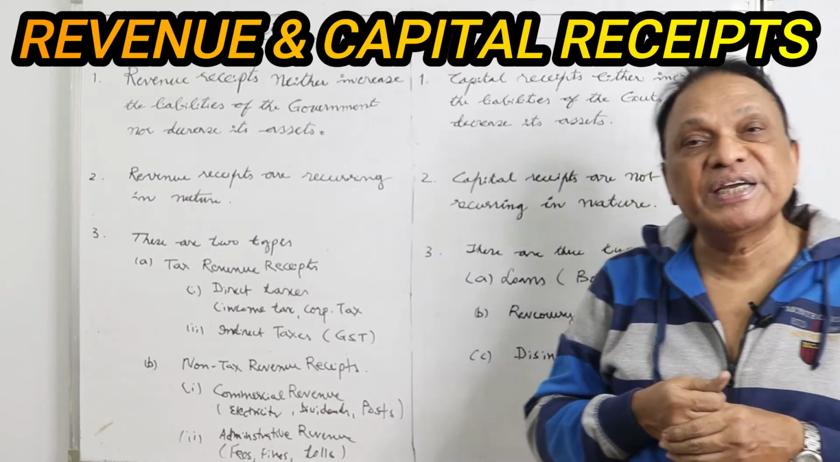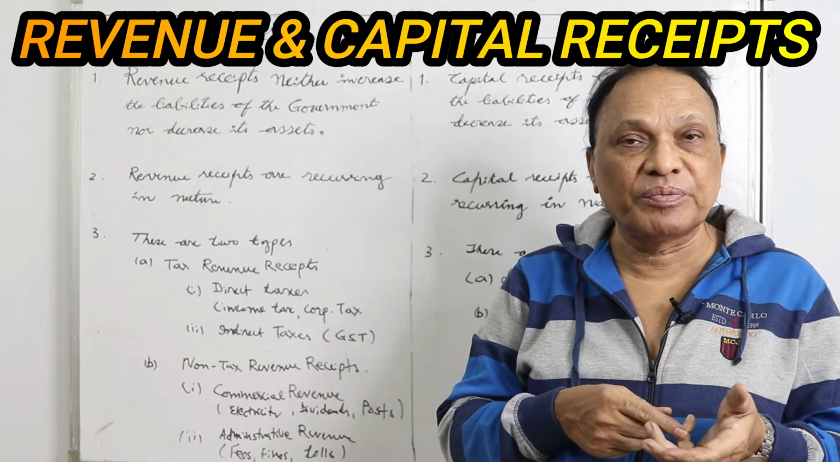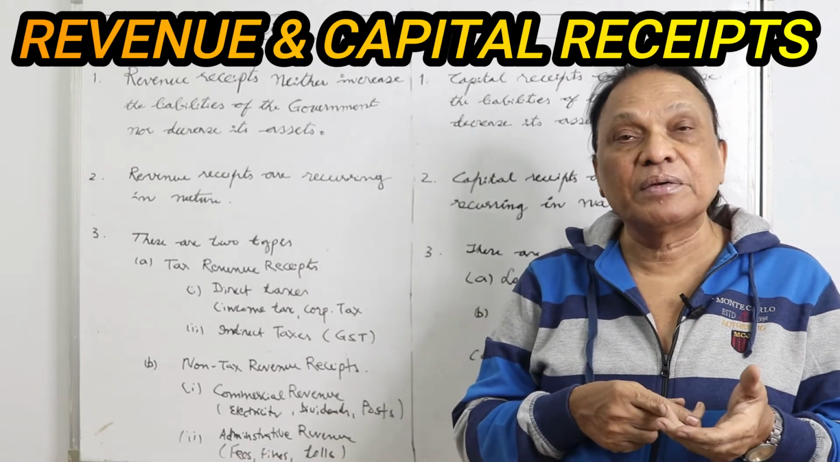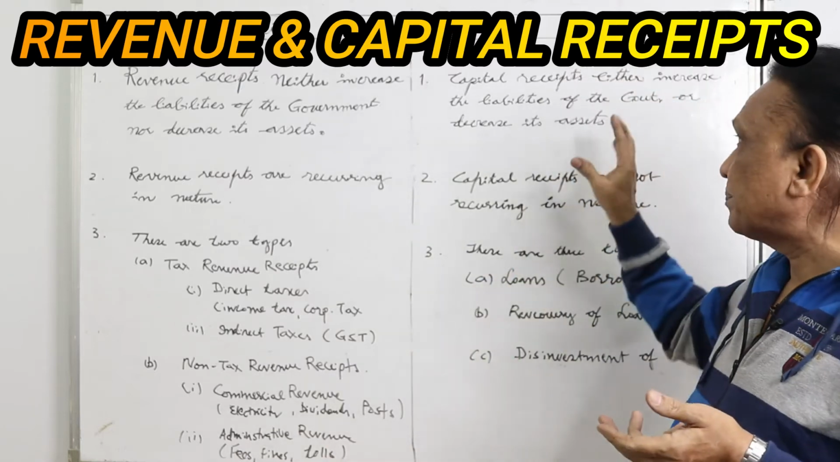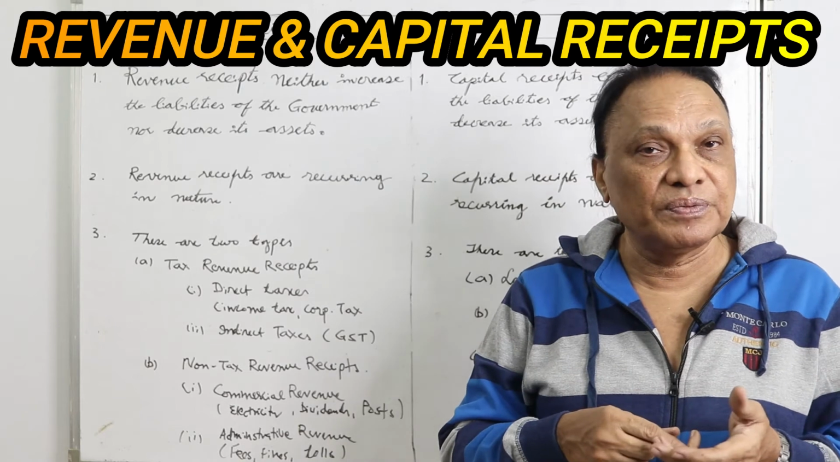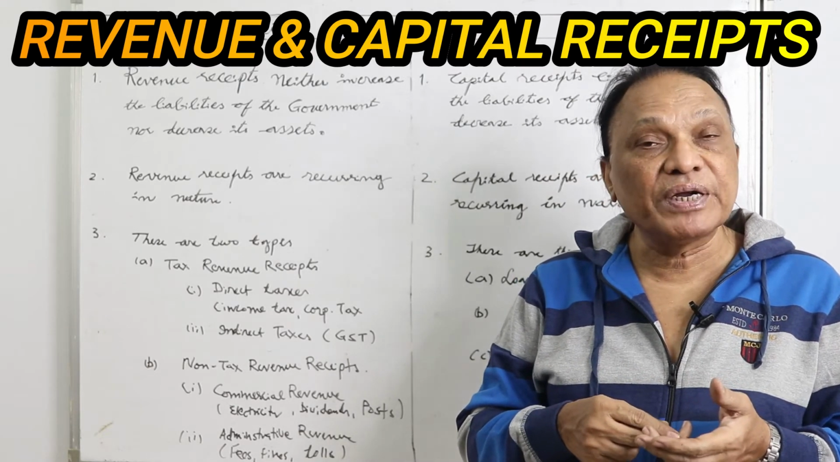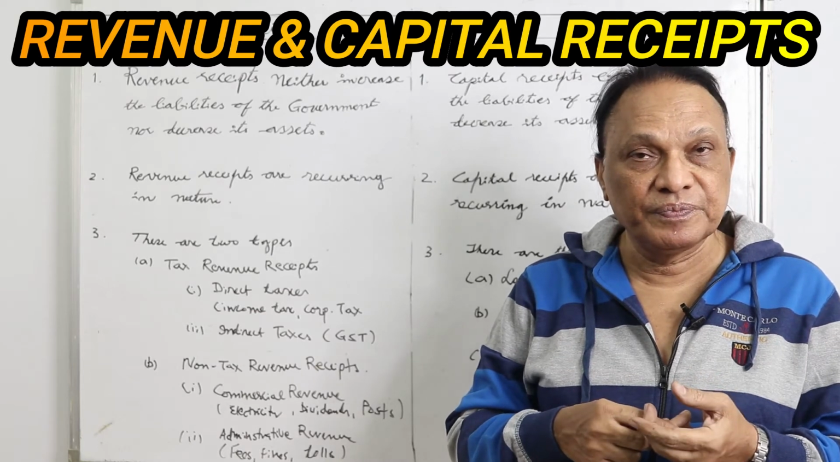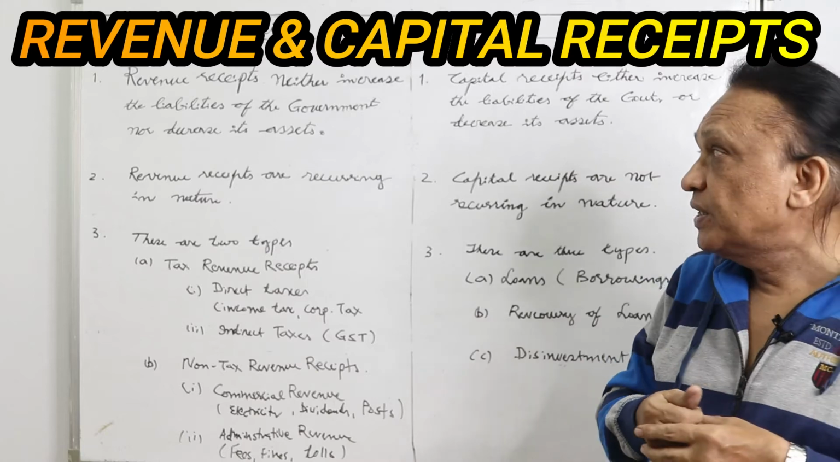Which are the revenue receipts? Revenue receipts are taxes which the government gets. It can be direct taxes, indirect taxes. And which are the capital receipts? We have seen briefly, capital receipts are loans, or we call them borrowings, recovery of loans and disinvestment. Now let's see the differences between revenue receipts and capital receipts.